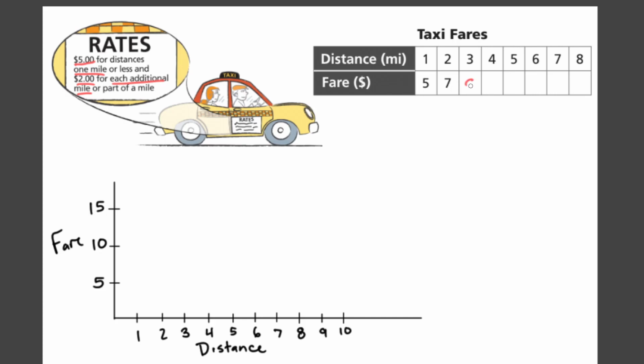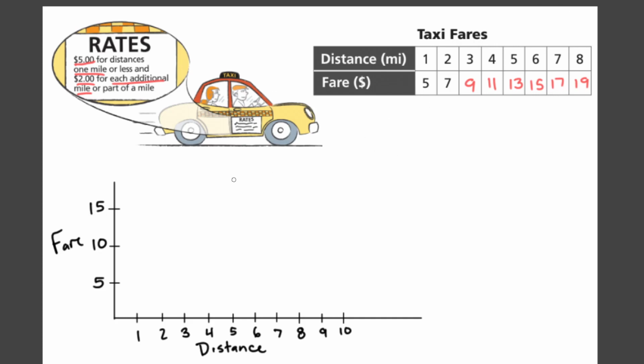7 plus 2, so I'm going to be charged $9. Then for mile 4, $11. Then for the next ones, $13, $15, $17, and $19. Double check my math here: plus 2, plus 2, plus 2, plus 2, plus 2, plus 2, plus 2. Cool. So now we have all of my fares here. And just like per usual, it asks us to go through and graph it.